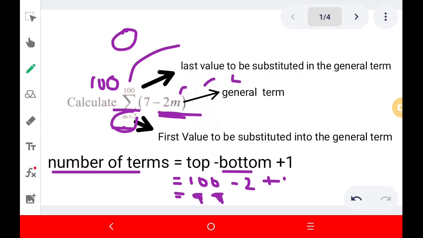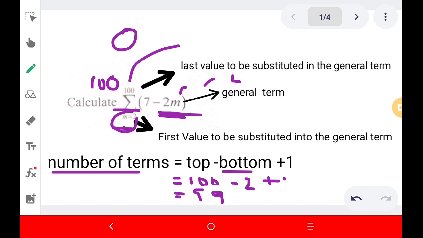So we have 99. Now, it means that we're going to calculate the sum of the first 99 terms. Now, let's get the series. We need to understand what kind of a series it is.